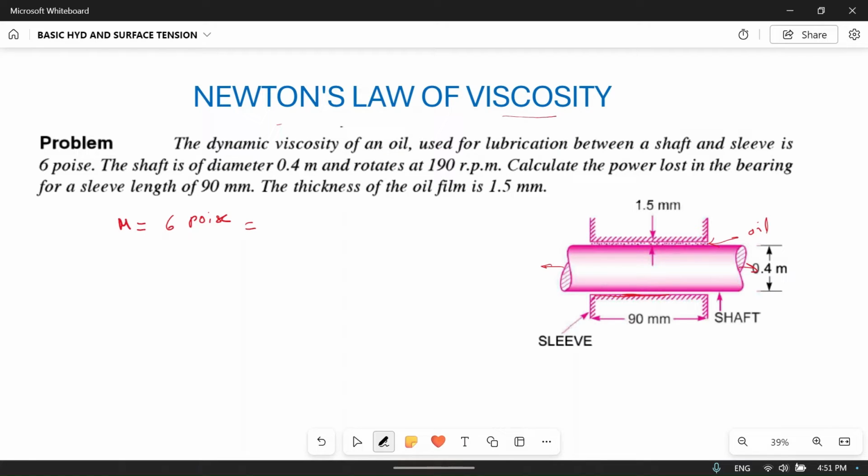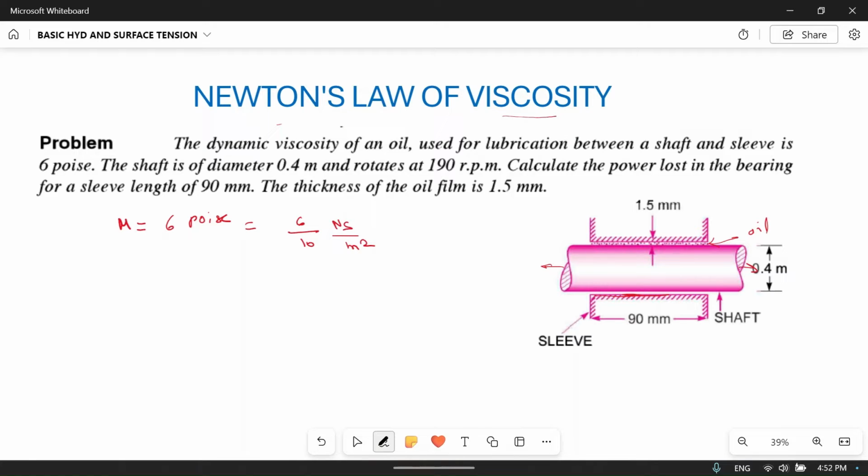So mu is 6 poise, which will be equal to 6 by 10 Newton second per meter square. We have converted this poise into Newton second per meter square. Okay, now if you want to convert poise into Newton second per meter square, just divide by 10.